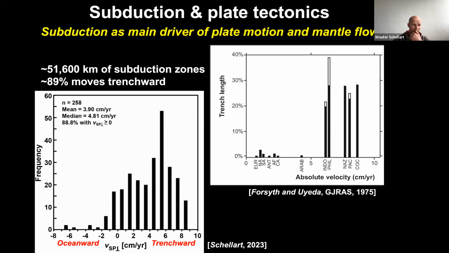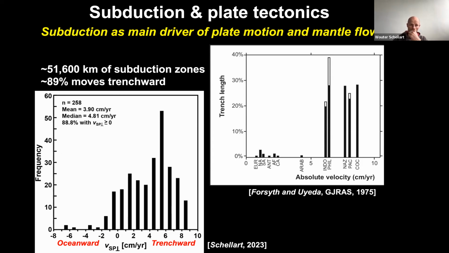And so that clearly indicates, again, that slab pull is a major driver of tectonic plates, right? At almost all subduction zones, the subducting plate is indeed moving trenchward, simply because the slab is pulling the trailing plate at the surface towards the trench and into the mantle.